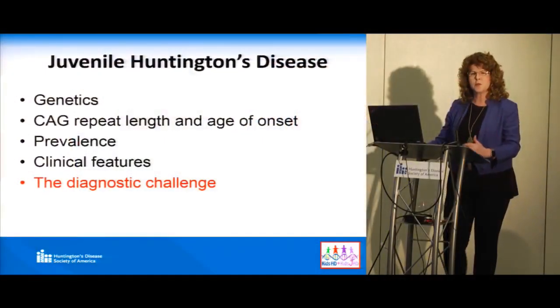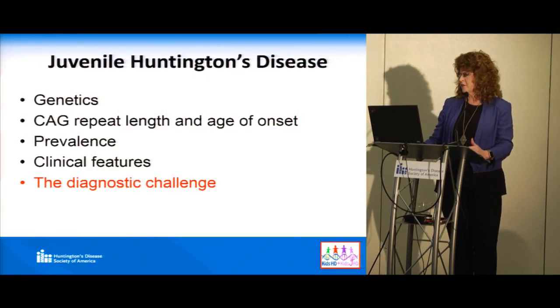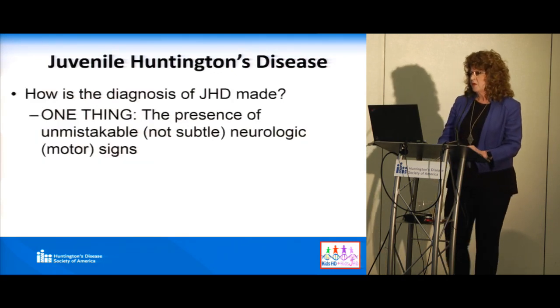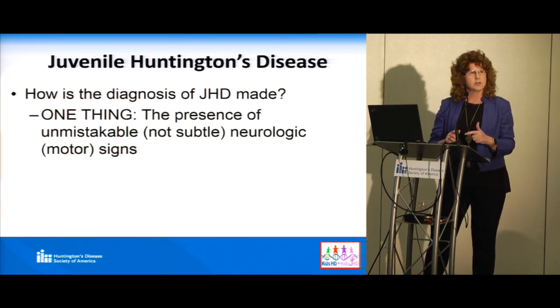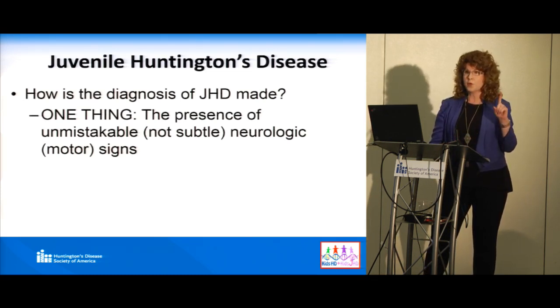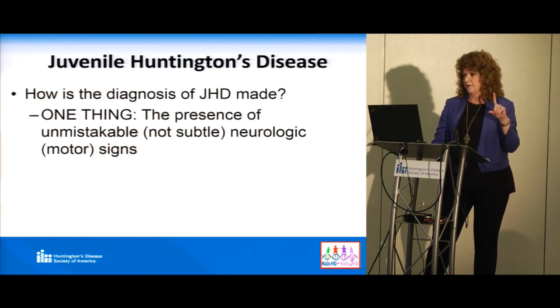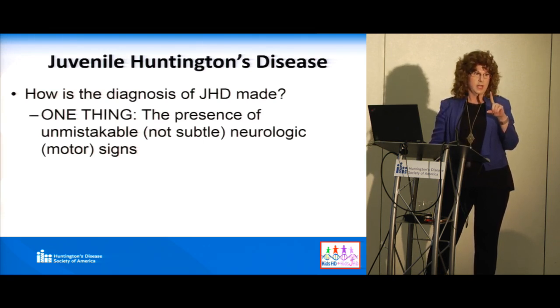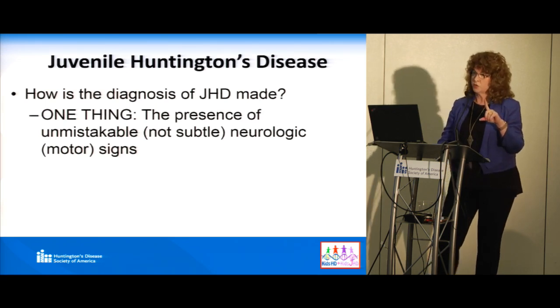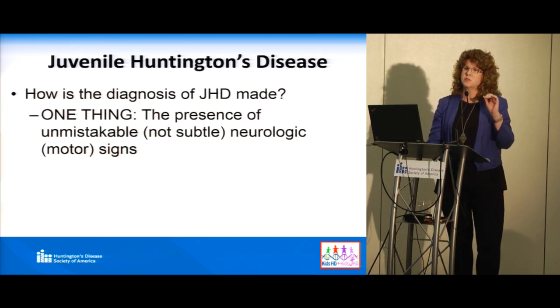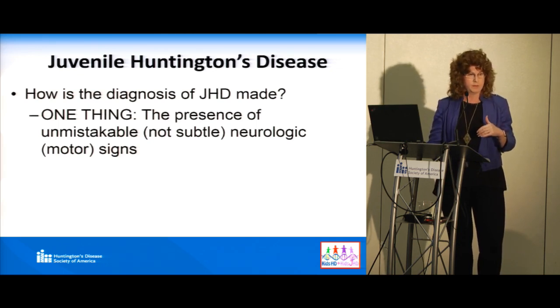So the diagnostic challenge, this is no minor thing, and it's one of the reasons probably why the title of this seminar was specific to that, because diagnosing JHD is not easy. It's not easy for families. So this is important. How is the diagnosis of JHD made? It is one thing and one thing only, and that is when you have a neurologist or a pediatrician identify unmistakable, which means not subtle, neurologic or motor signs. So the diagnosis is based on motor abnormality, okay?